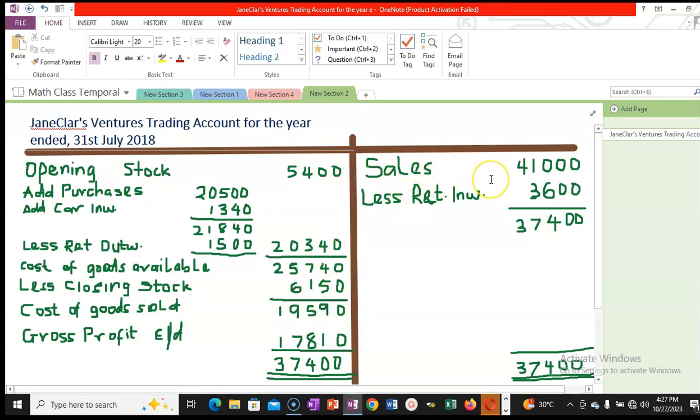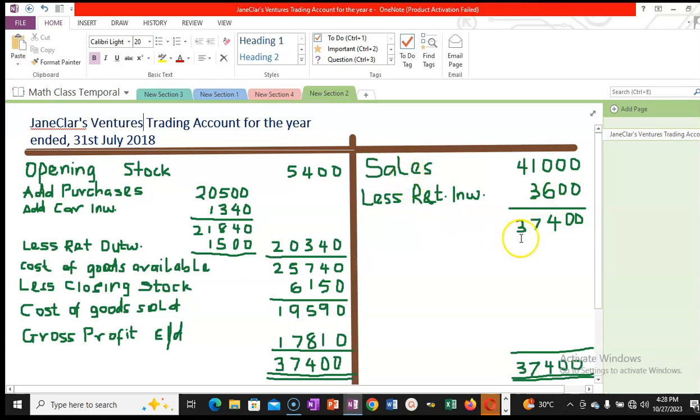On the credit side of the trading account, we'll now say, okay, we have got our cost price throughout the year in this business. But how much do we realize in sales? We made sales of 41,000. But out of the 41,000 naira sales, there was a returns inwards. Our customer returned the sum of 36. So we're going to deduct it from sales, and we'll have the net sales of 7,400.